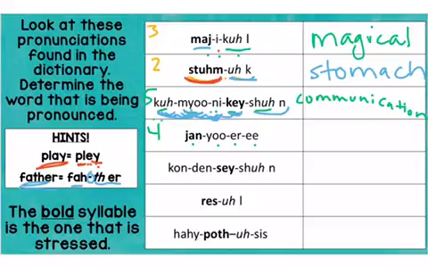January. January. 1, 2, 3, 4 syllables. Condensation. The next one is 2 syllables. Wrestle. And the last one is 1, 2, 3, 4 syllables. Hypothesis.